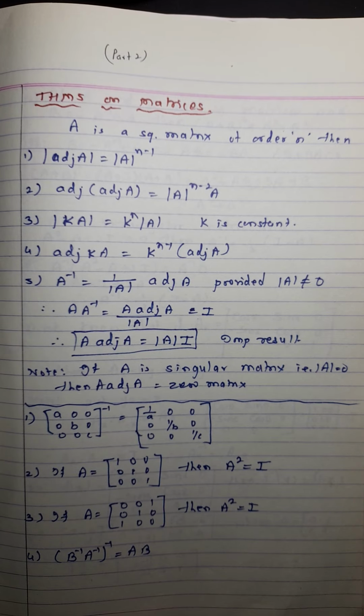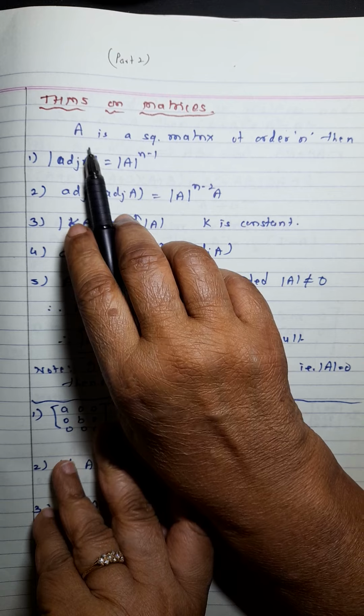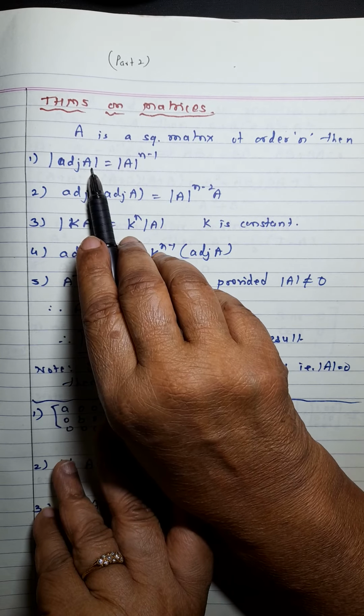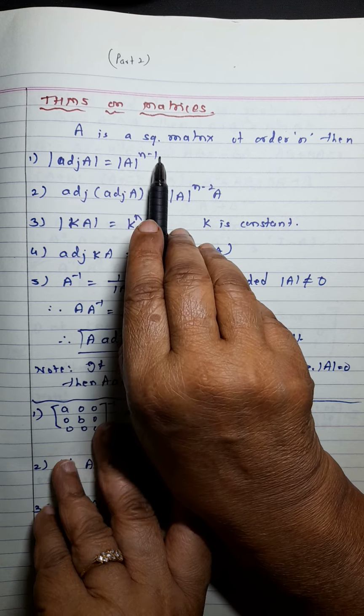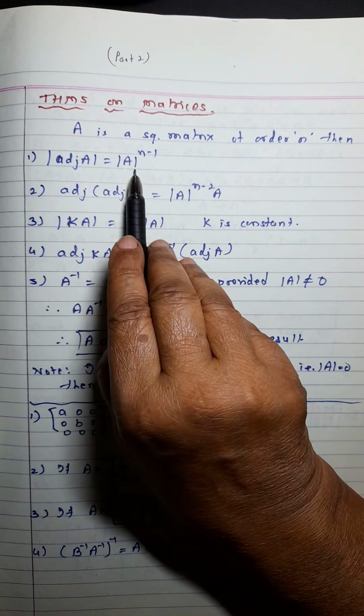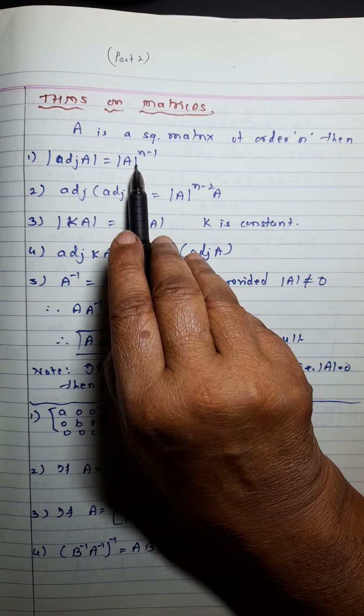Here I will explain some theorems from matrices which you have already done for the 12th exam. If A is a square matrix of order n, then the determinant of adjoint of A is determinant of A raised to n minus 1. This is very useful. Many questions are asked based on this.